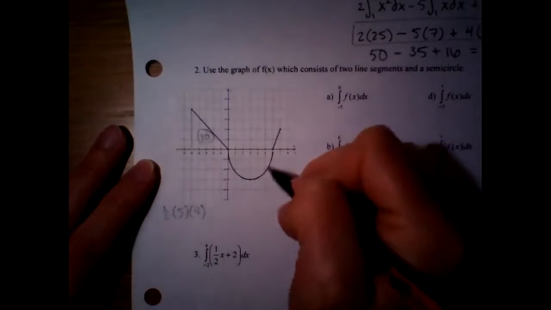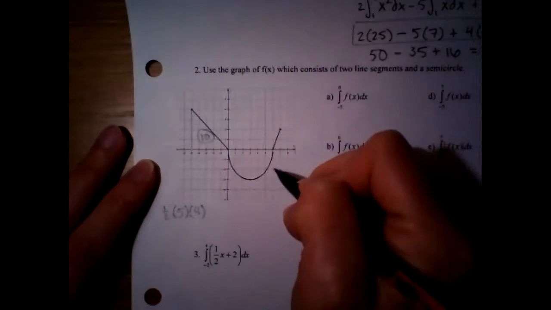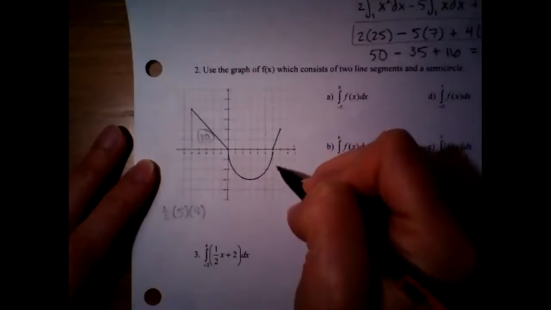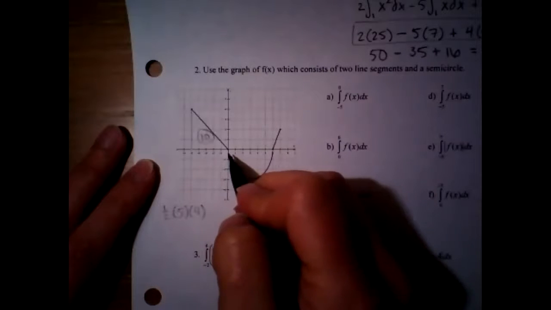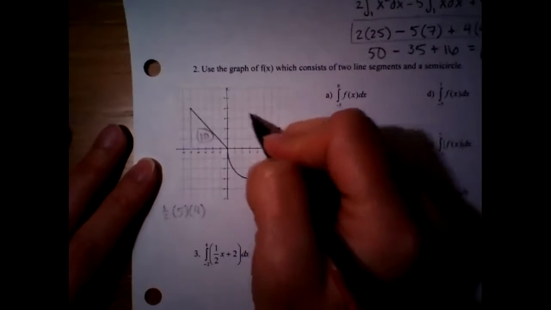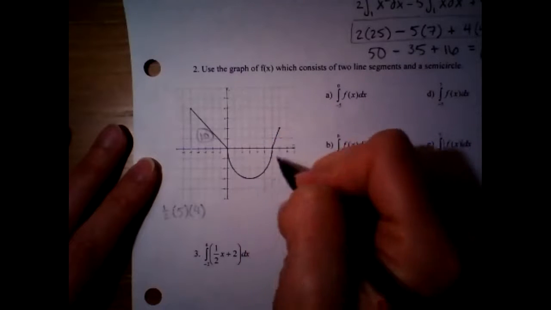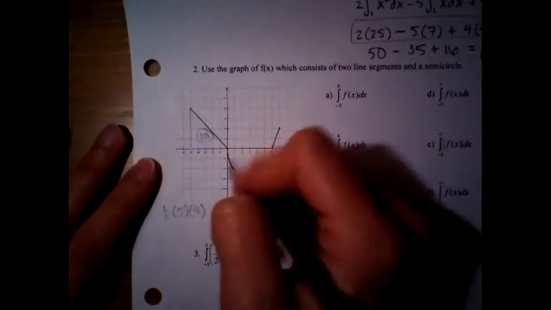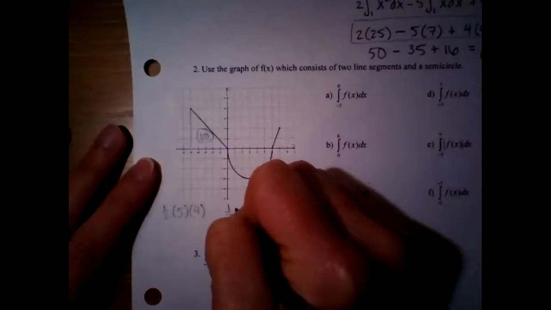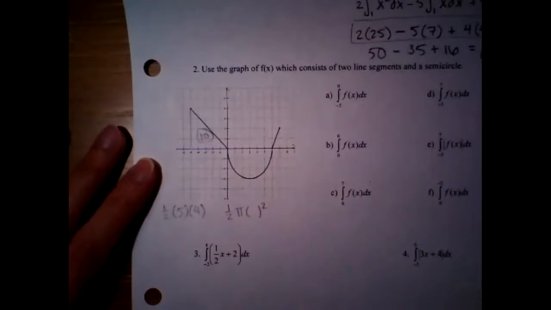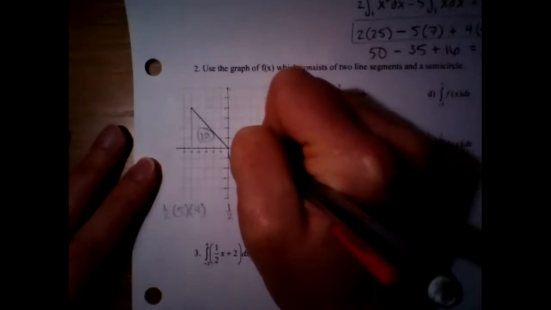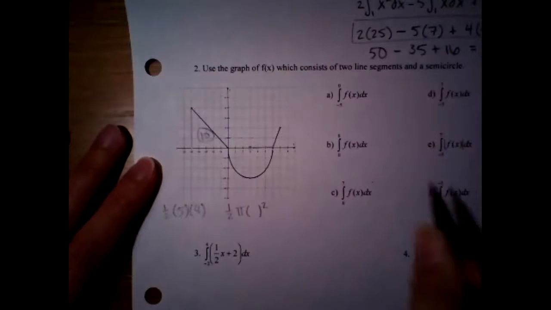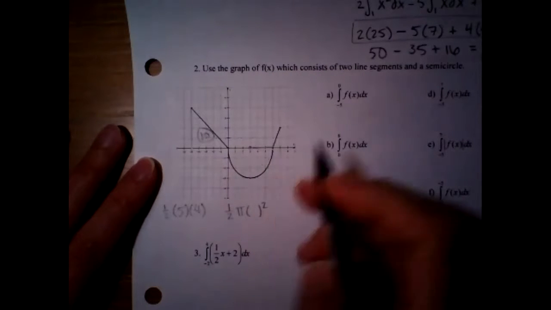Here we have a semicircle. If the whole circle was drawn in, it would be like that. I know it looks a little bit squished, and that's just how the graph got scaled here. But this is a semicircle. A whole circle is pi r squared. So a half a circle is 1/2 pi r squared. And so we just need to figure out what the radius is for that circle. So if the whole thing was drawn in, this would be the radius. And so that radius is 3.